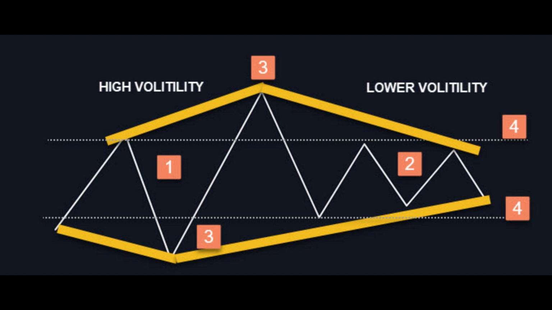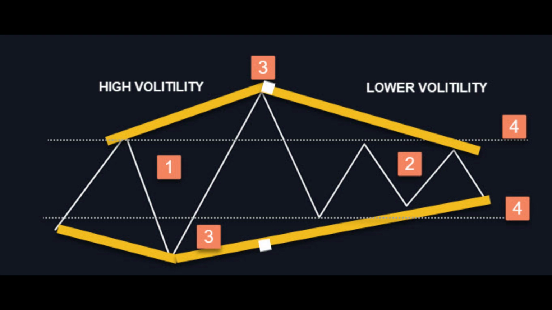Then we get the symmetrical triangle on the right. The broadening pattern is followed by the symmetrical triangle, and this is where we're going to see lower highs and higher lows. This indicates that the market is starting to form a consolidation pattern. It's the exact opposite of the left side.